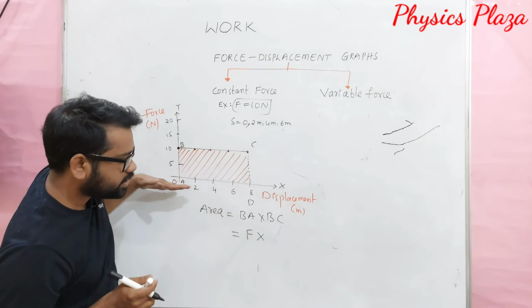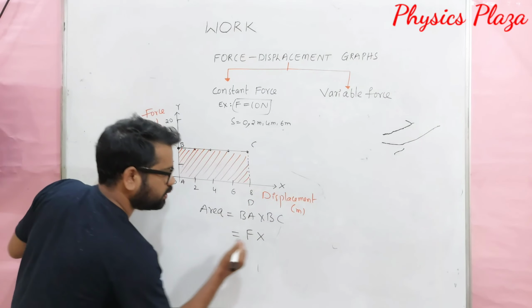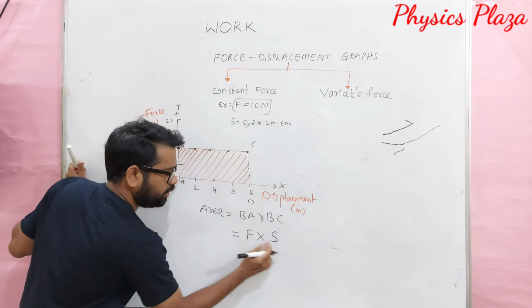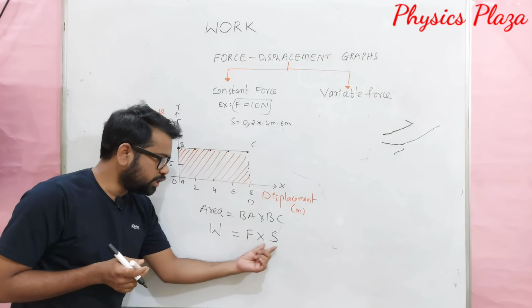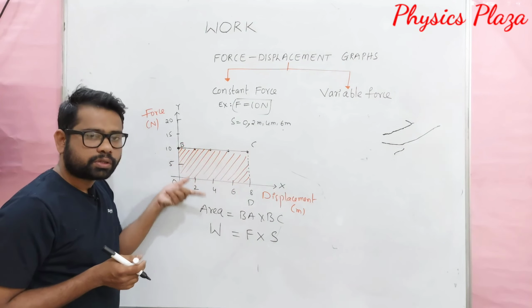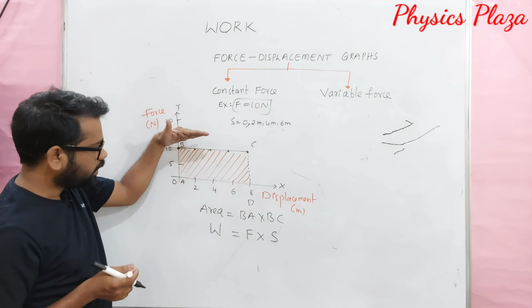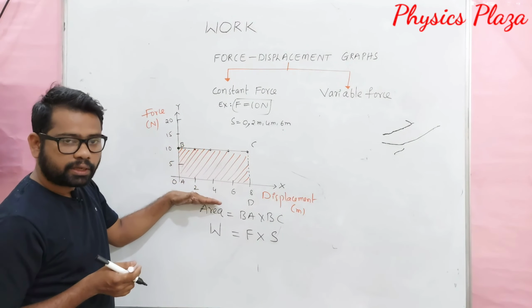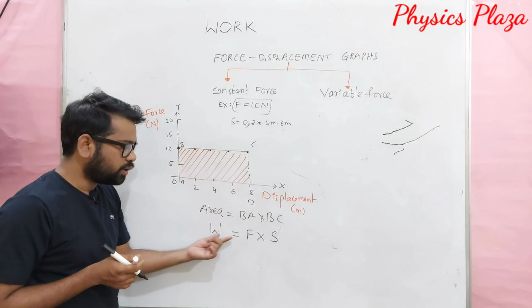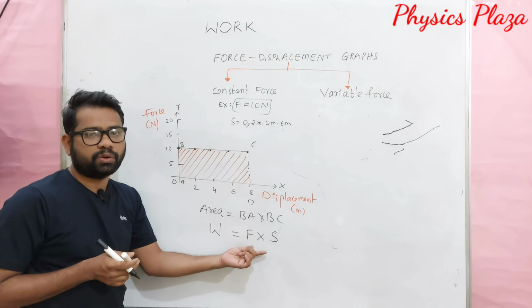AD only, so it is taken on the x-axis. What is taken? Displacement. So F into S. Sorry, it's the work done. So force into displacement. So the area enclosed by this, what is this shape? Let us say the area under this BC and AX will give you W is equal to Fs.